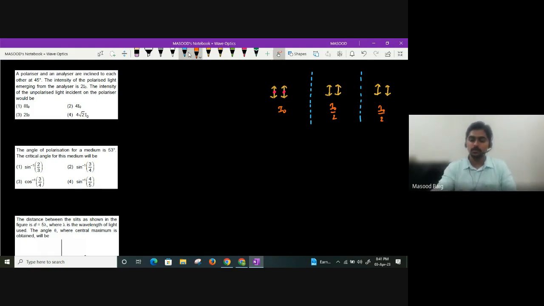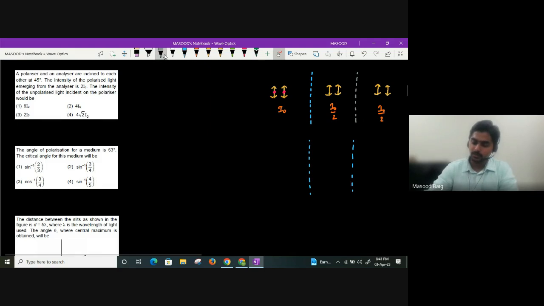Now what I'll do is start rotating the analyzer. So obviously its transmission axis will also rotate. Now this is the transmission axis of the polarizer. I'll take different dotted lines for better understanding. This is the transmission axis of the analyzer, and this is the transmission axis of the polarizer. Now I'm rotating it, so as you rotate, this will be the transmission axis.